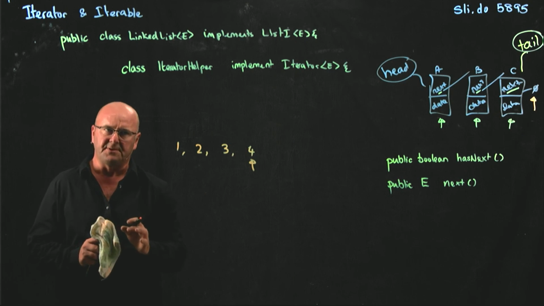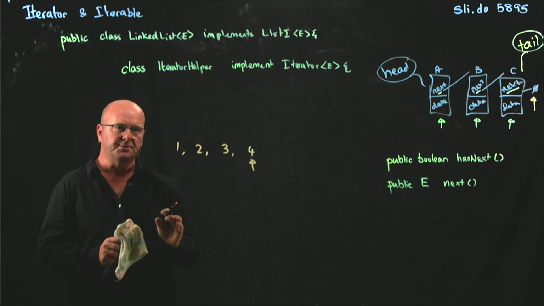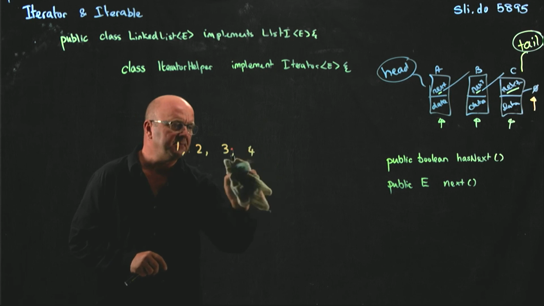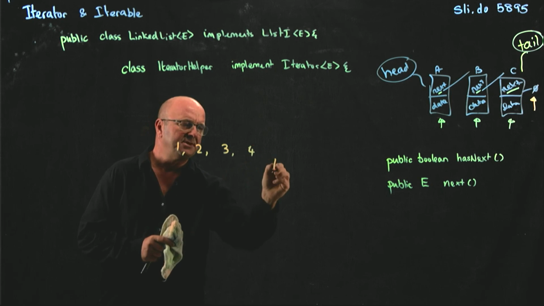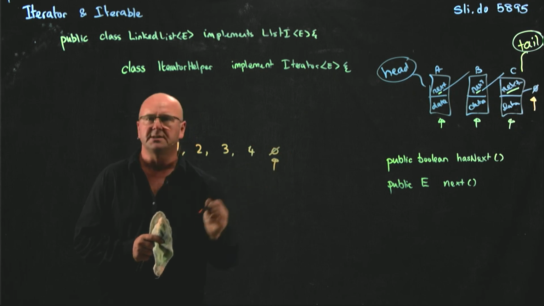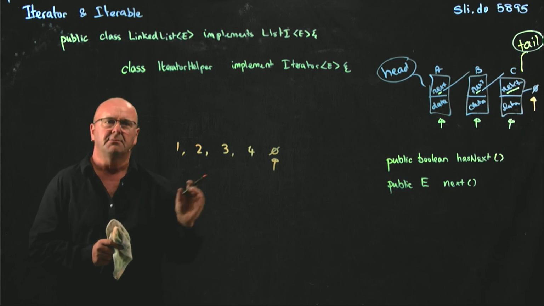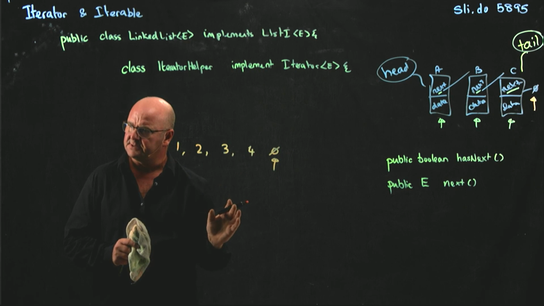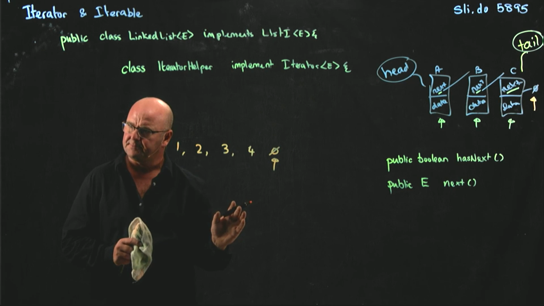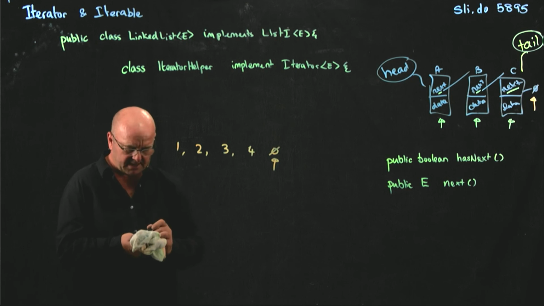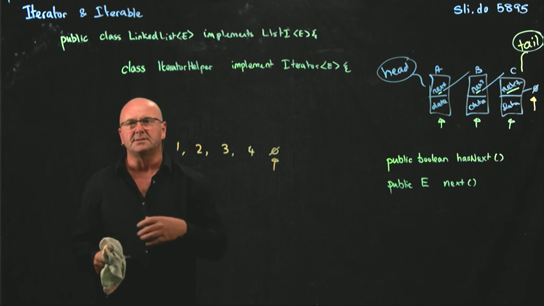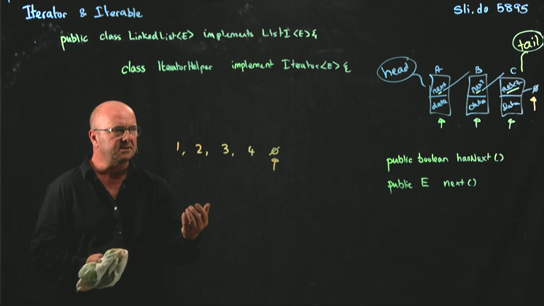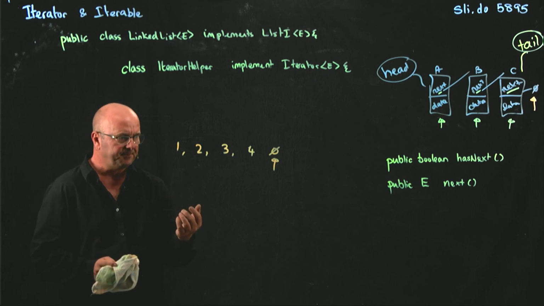When I'm at number 4, hasNext returns true. When I get called for next, I remember number 4. I move my pointer forward and my pointer points to null. When my pointer is null, hasNext returns false. Okay? So my hasNext method, all I need to do is just check and see whether my temporary pointer is pointing to null.